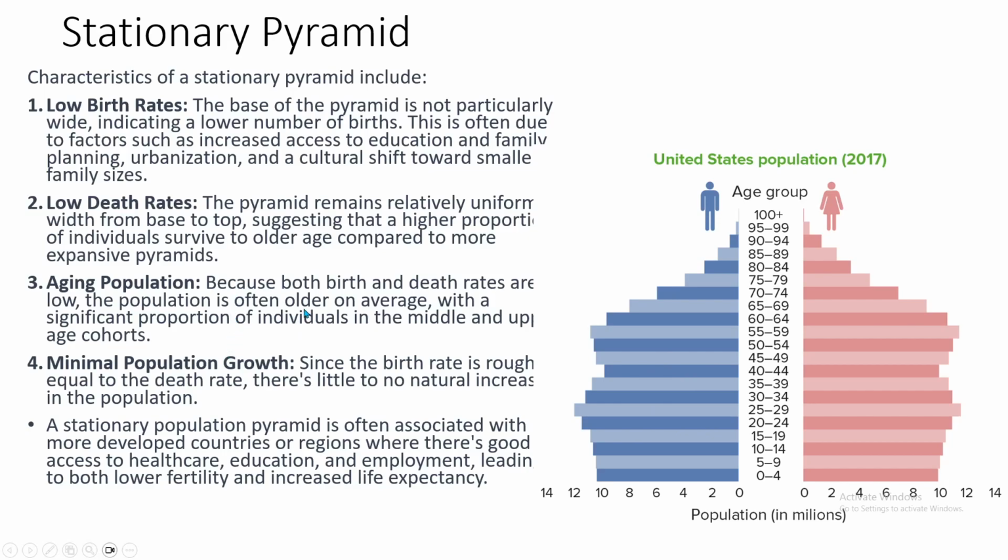Because both birth and death rates are low, the population is often older on average, with a significant proportion of individuals in the middle and upper age cohorts. And we have minimal population growth. Since the birth rate is roughly equal to the death rate, there's little to no natural increase in the population. So these pyramids are often associated with more developed countries or regions where there's good access to healthcare, education, and employment, leading to both lower fertility and increased life expectancy.